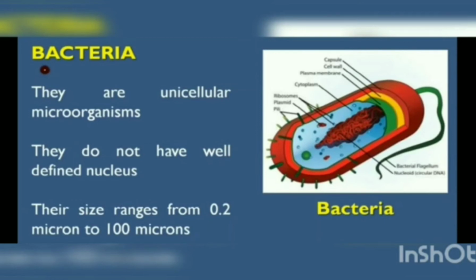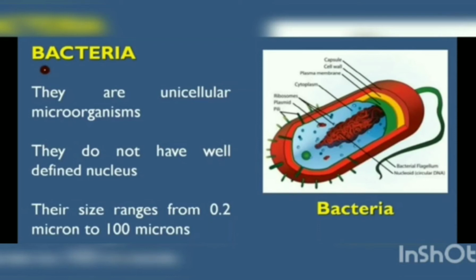It is the internal structure picture of bacteria. First, the red portion is called the capsule. The work of the capsule is to protect the bacteria. The yellow layer is called the cell wall. It is the thick covering under the capsule. Inside this, the thin green covering is called the plasma membrane. It is also called the cell membrane.